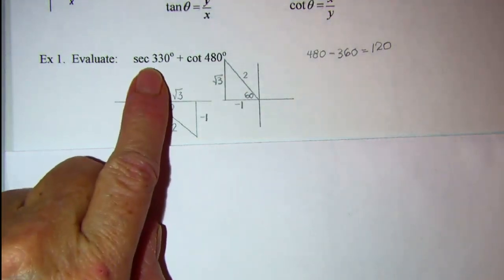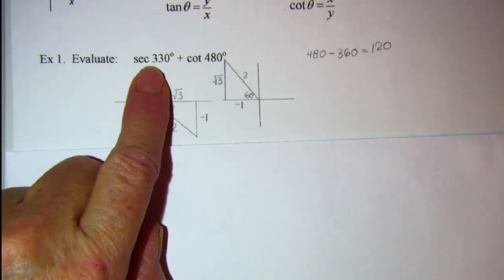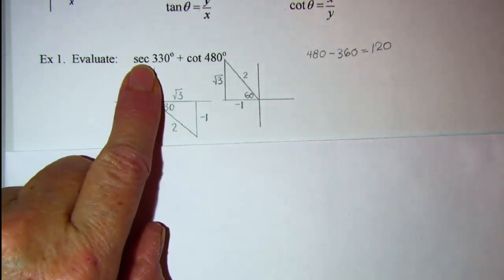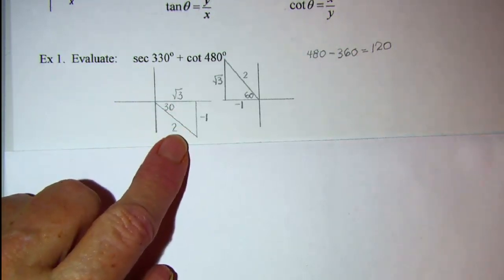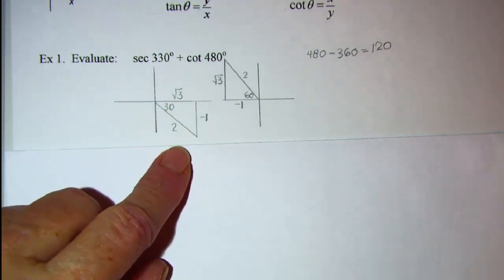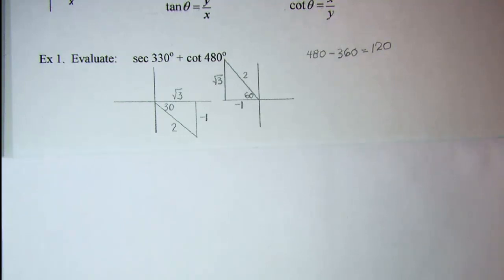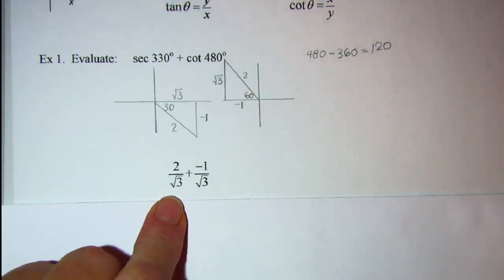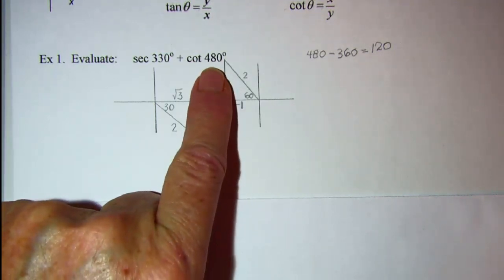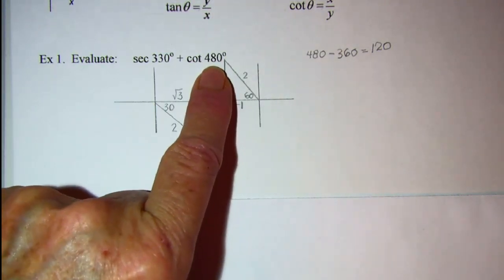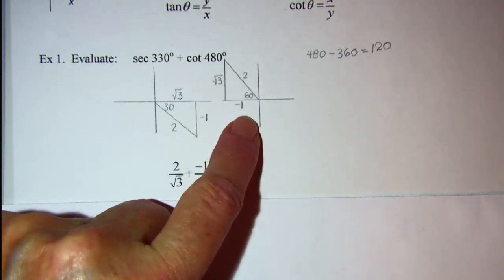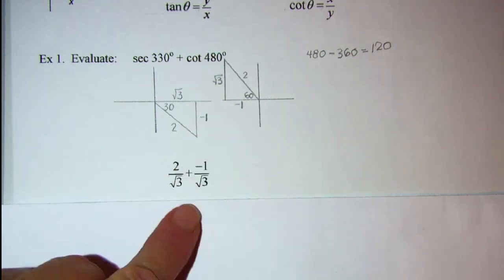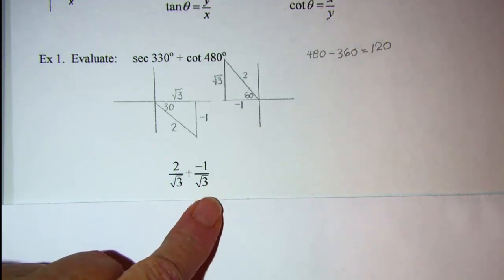Now we need to think about our reciprocals. Secant is the reciprocal of cosine. So our cosine is root 3 over 2. So our secant is 2 over root 3. Cotangent is the reciprocal of tangent. Our tangent is root 3 over negative 1, so our cotangent is negative 1 over root 3.